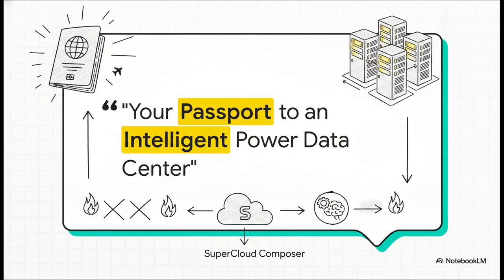Moving right along to Section 2, your passport to intelligence. You know, the official data sheet literally calls this your passport to an intelligent power data center. And honestly, that hits the nail on the head. It's all about transitioning your infrastructure away from this static, reactive state where you feel like you're just constantly putting out fires into a highly intelligent, composable environment where you're proactively managing your entire power footprint.